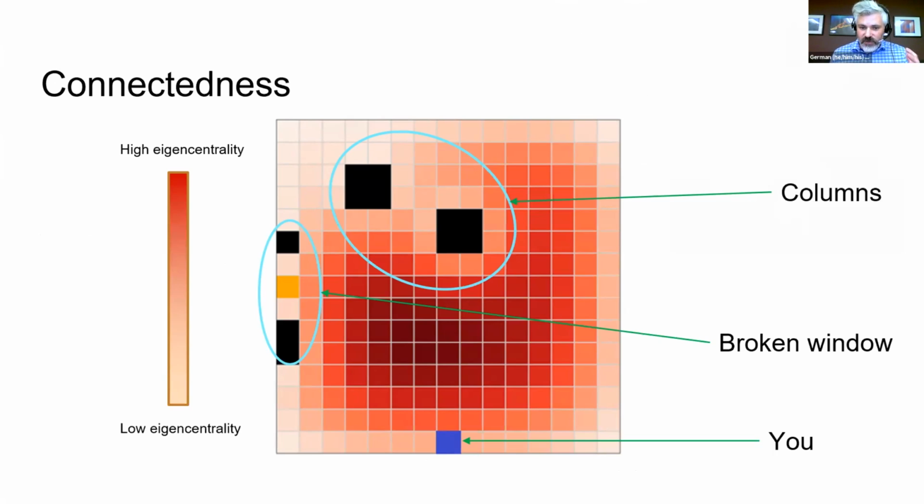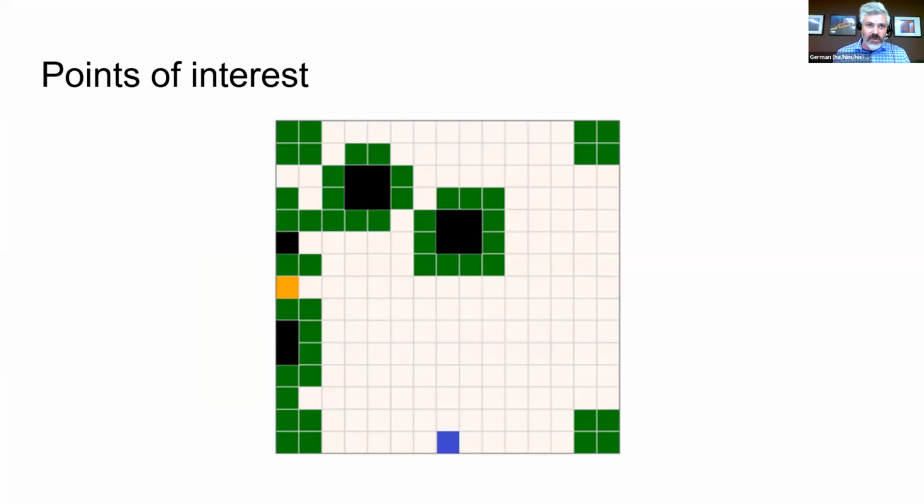So we process the map again. And this time, we focus on finding the cells with the highest variances in connectedness. You can see a group of cells showed up, this time surrounding the features where we think the opportunities are, the opportunities for fleeing or hiding. We call those points of interest.